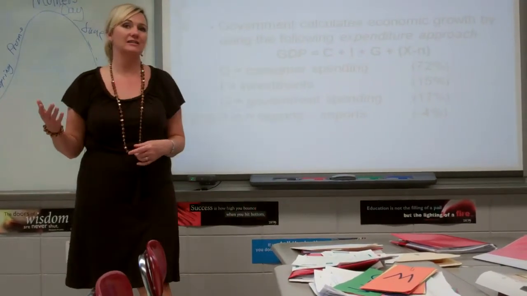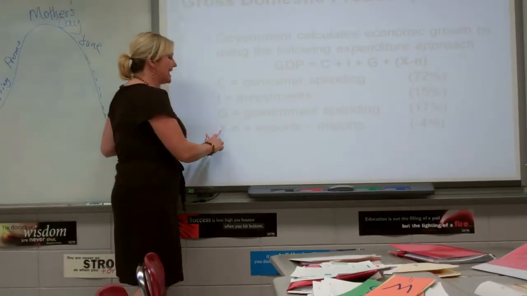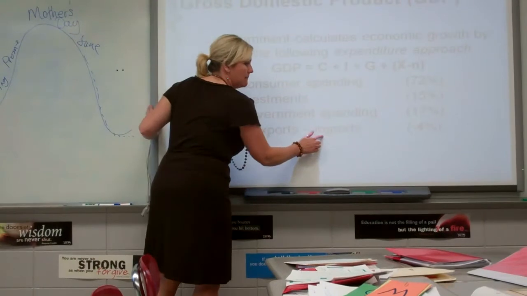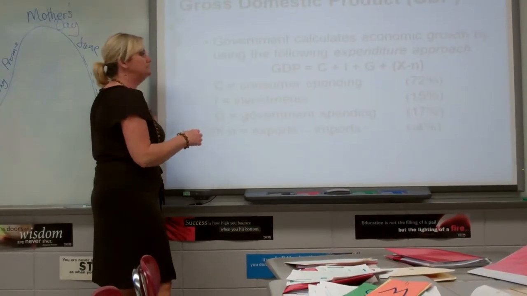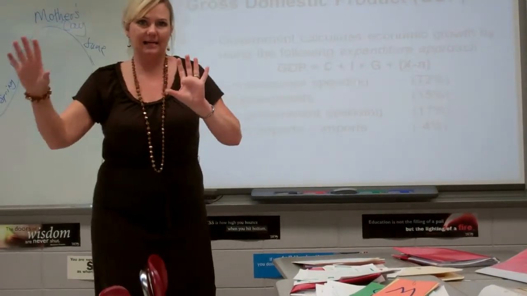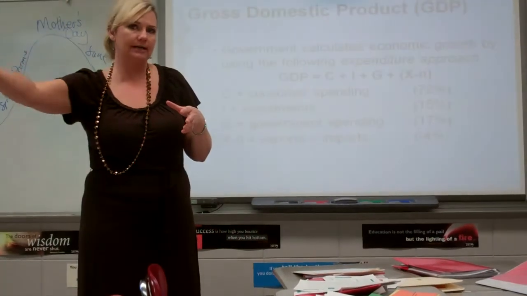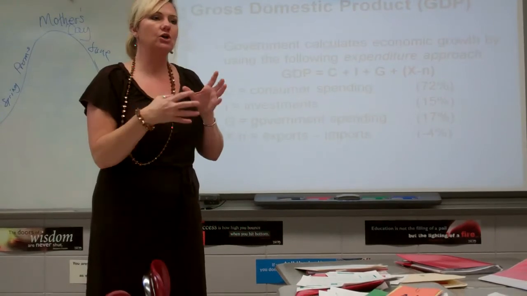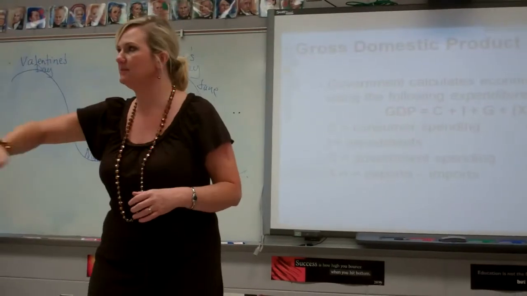And notice this last one is X minus N. Actually, I like to think of it as X minus M, and I've seen it done both ways because it is exports, so I see the X, and imports, so that's why I like to think of an M. X minus M, or X minus N, which is exports minus imports. Now think about that. Exports are goods that are doing what? Yeah, they're going out of the country. Exports are goods that we produced here and we're shipping them out and selling them to other people.